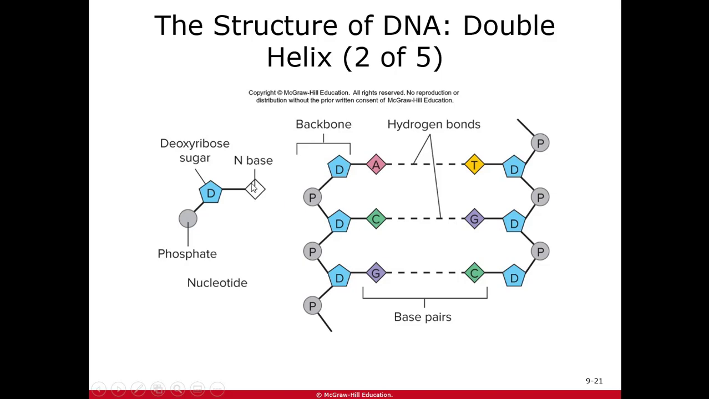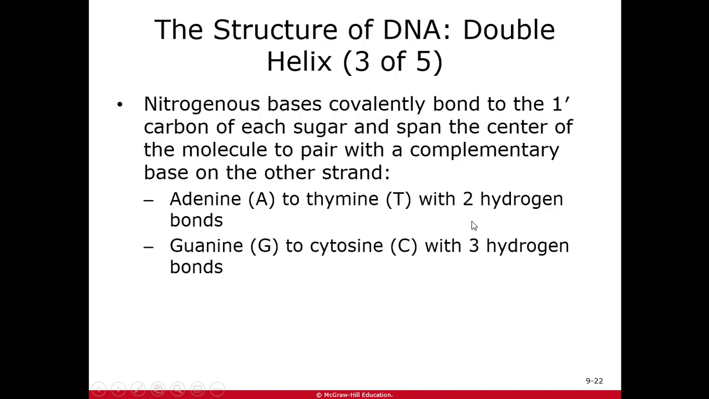So the backbone is your sugar phosphate, and then your nitrogenous bases pair up and form a hydrogen bond. So you have a double helix, 2 strands of these nucleotides connected together with hydrogen bonds, which are weak bonds. Now, a little refresher if you didn't remember: adenine pairs with thymine and cytosine pairs with guanine. So I've got it on there what they pair with.